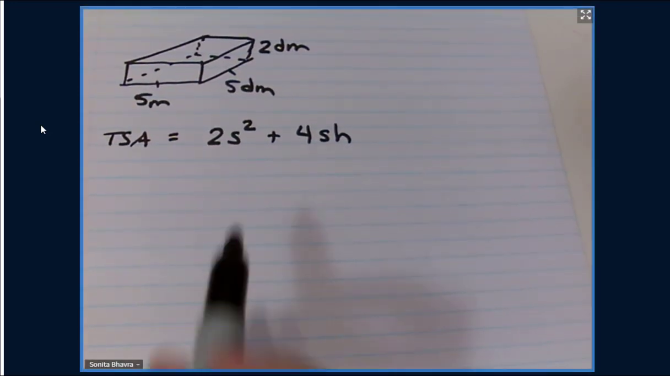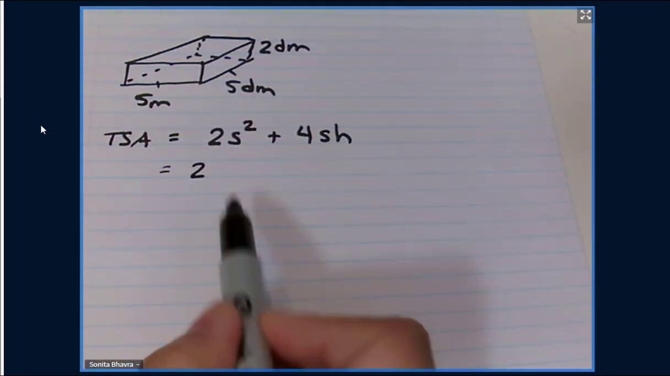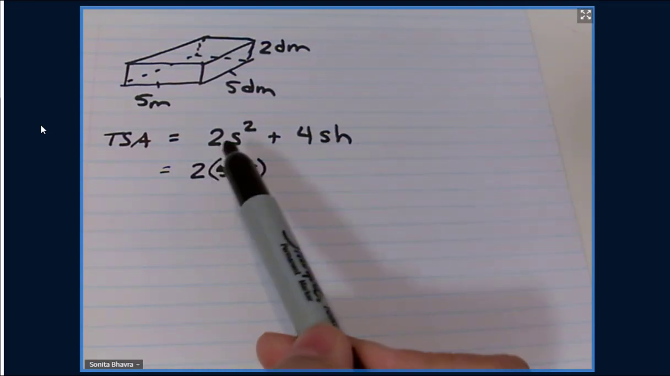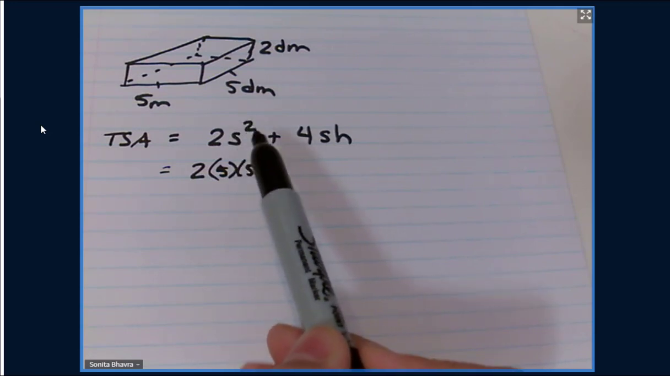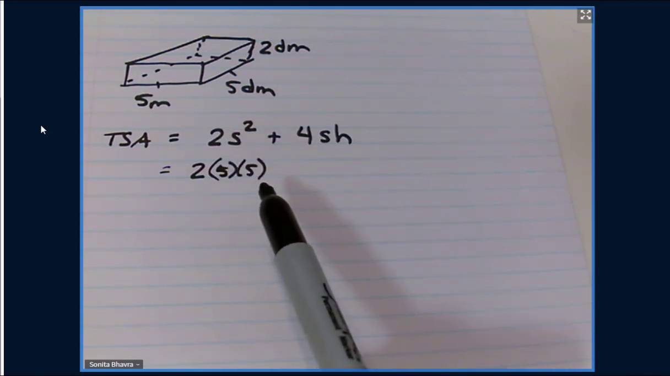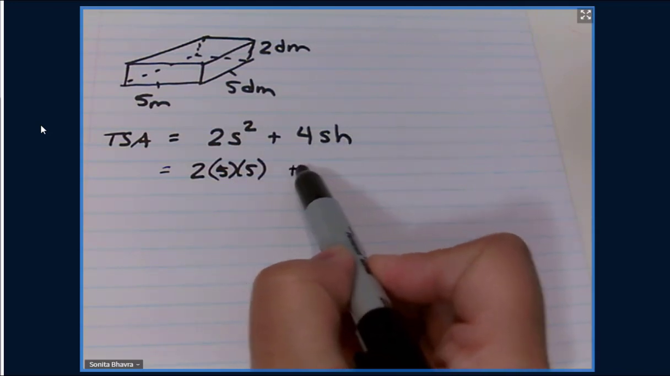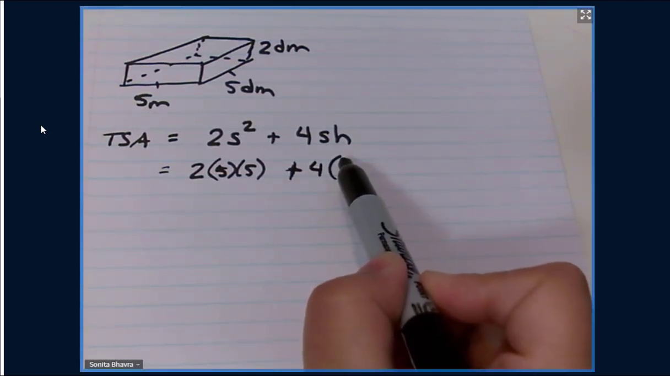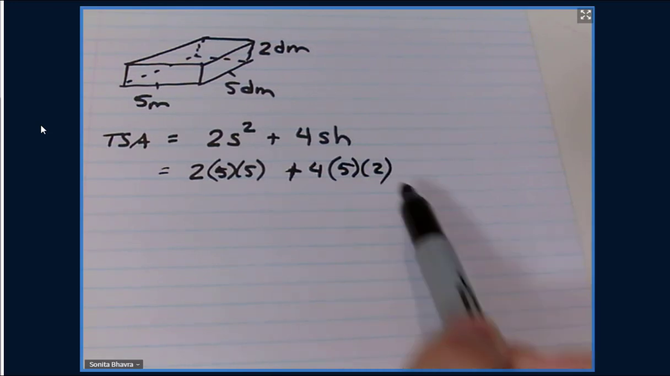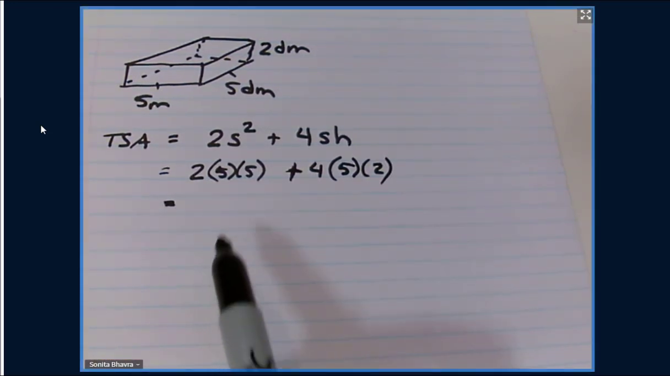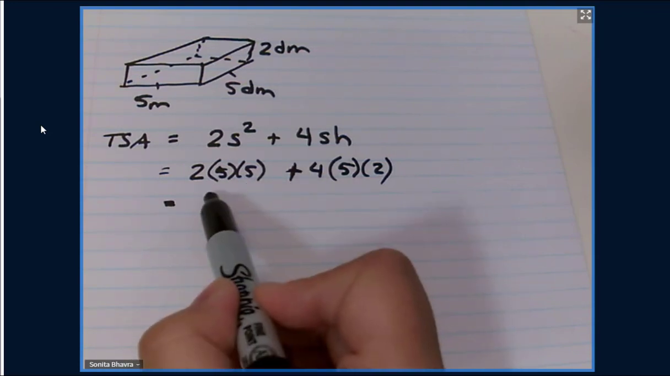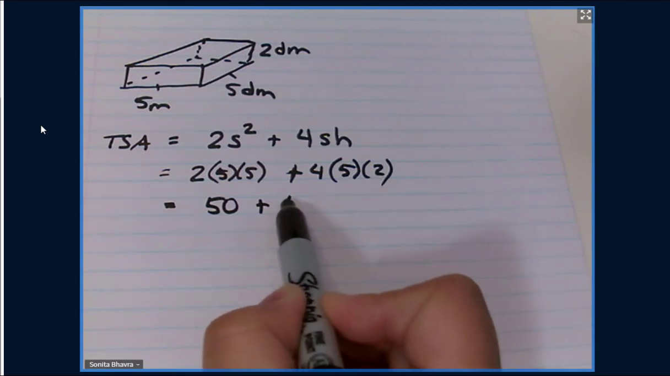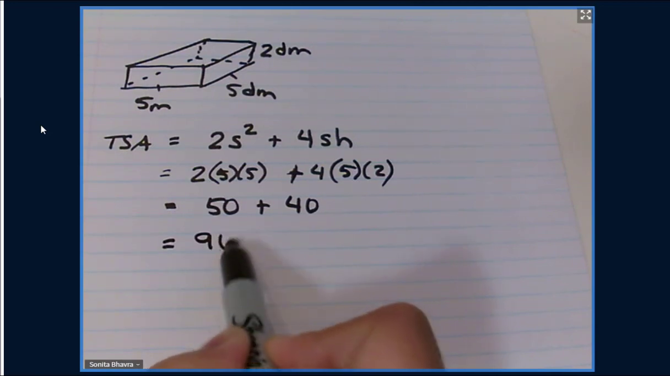So let's substitute everything in here. Side squared, I'm just going to put here 5 times 5 to show that it's s squared. Anytime something is squared, it's the base multiplied by itself, right? So 5 times 5, it is not 5 times 2. And then we have 4 times the side times the height. We'll multiply this out first. 2 times 5 times 5 gives me 50. And then 4 times 5 times 2 gives me 40. Adding that together, we get 90.